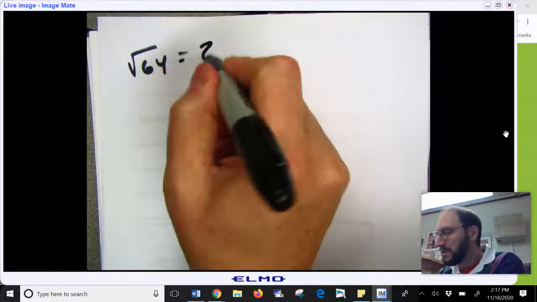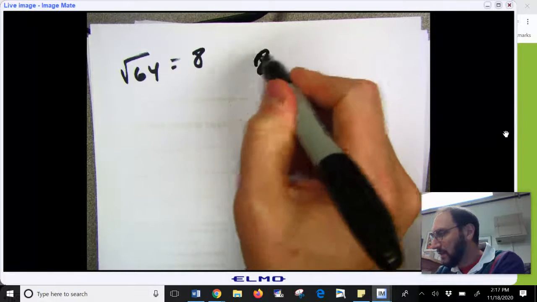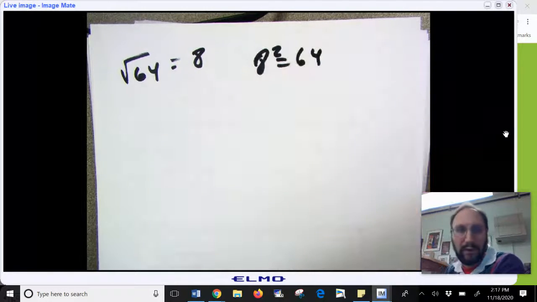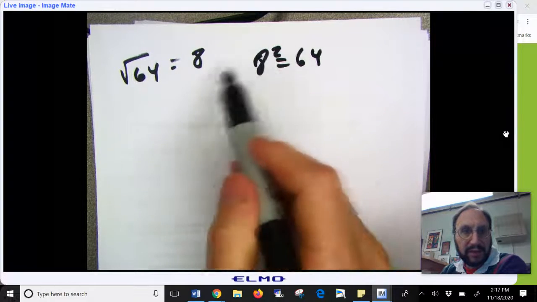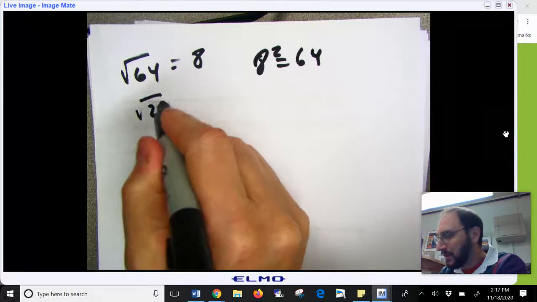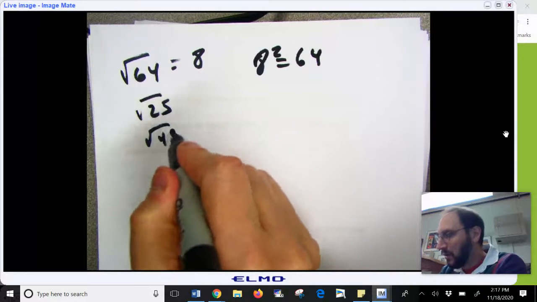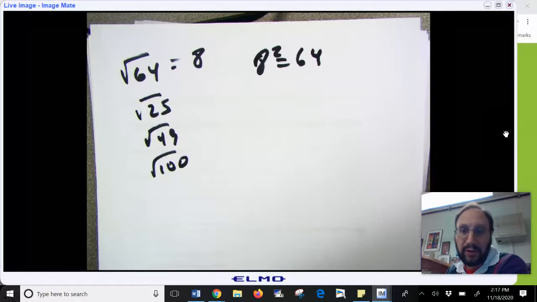Square root of 64 is 8 because 8 squared is 64. Therefore, these are opposite things from one another. 8 squared is 64. Square root of 64 is 8. So other perfect squares would be something like 25 or 49 or 100. Just take a second. Make sure you know those. Pause if you need to.